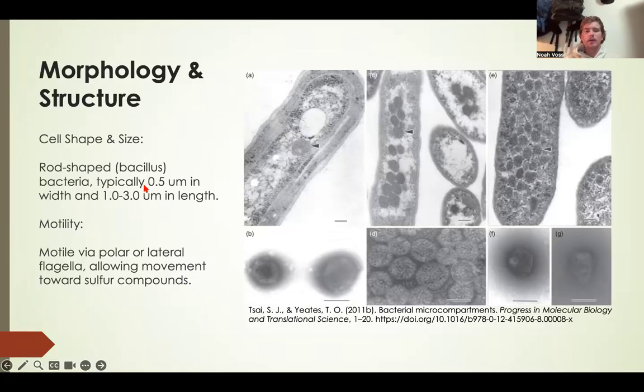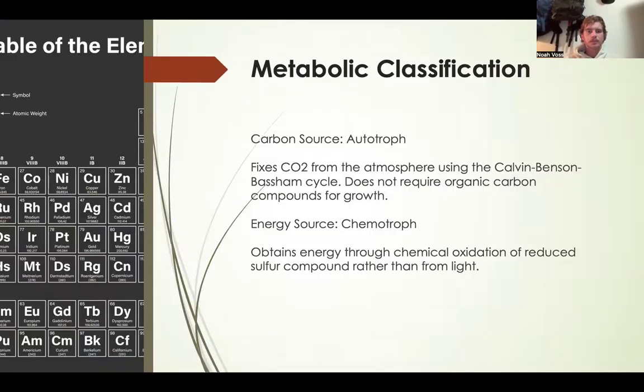The morphology and structure, the cell shape and size. It is a rod-shaped bacteria, or bacillus, typically 0.5 micrometers in width, and its range is between 1 to 3 micrometers in length. And to the right, you will see what this looks like under a microscope, as well as the source for the image. And then the motility. It is a motile bacteria via its polar or sometimes lateral flagella, which allow it to move towards the sulfur compounds that have similar structures.